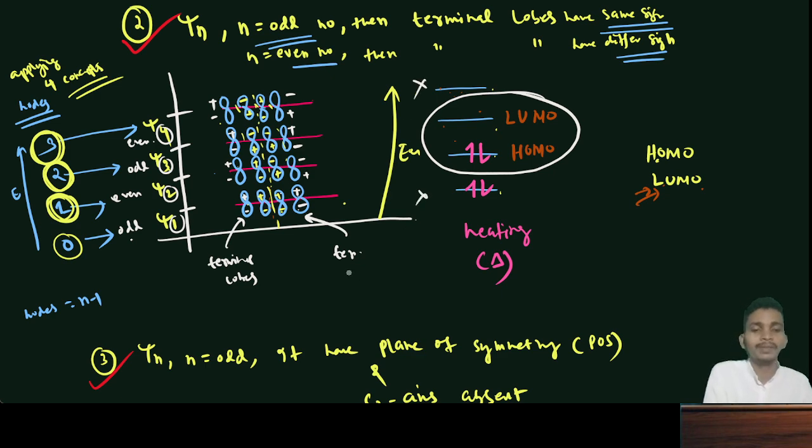These do not participate in reactions. So if you know only these two orbitals, that is HOMO and LUMO, then we can analyze the reactions, because these are the frontier orbitals, and only these frontier orbitals participate in reactions. Okay, now that was after heating.